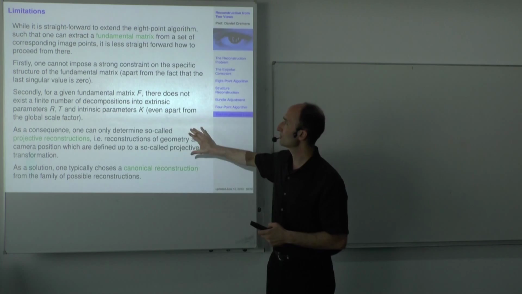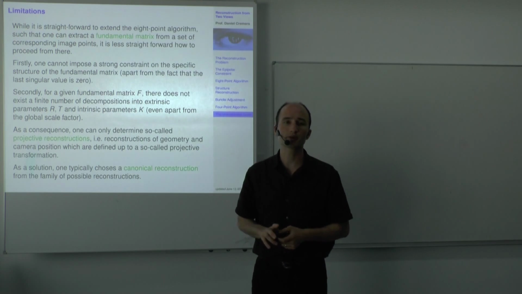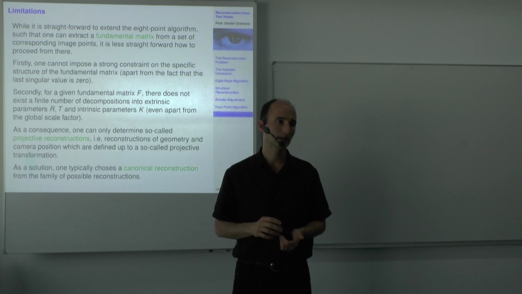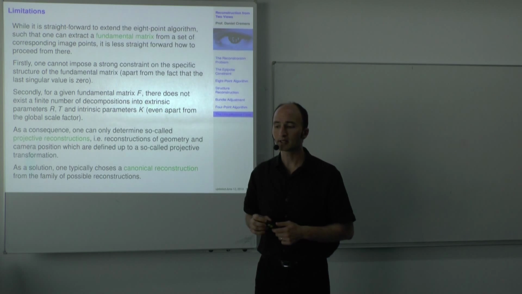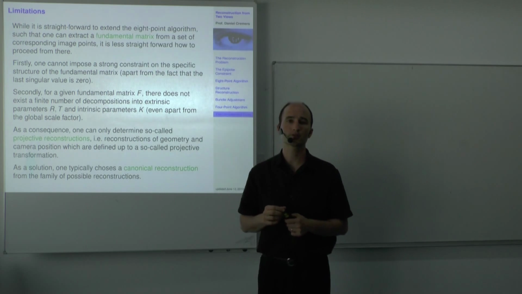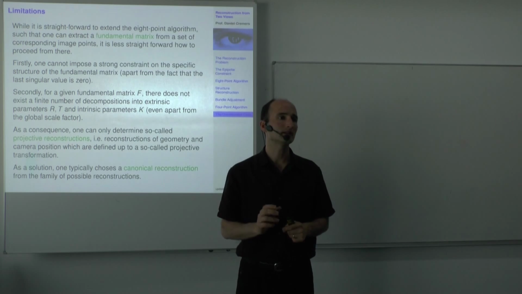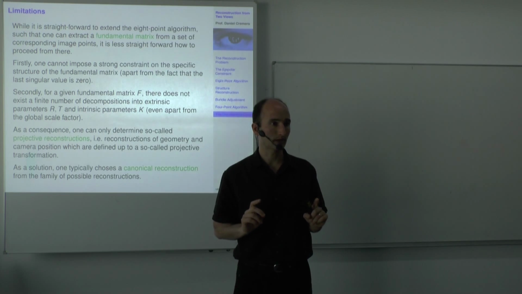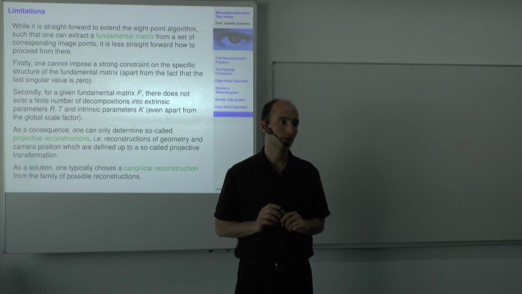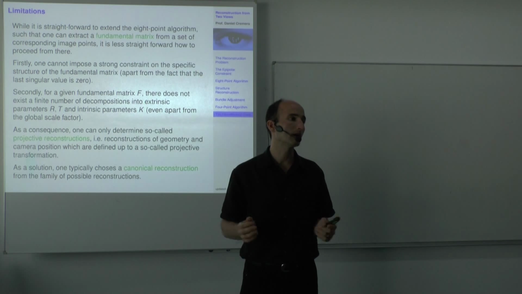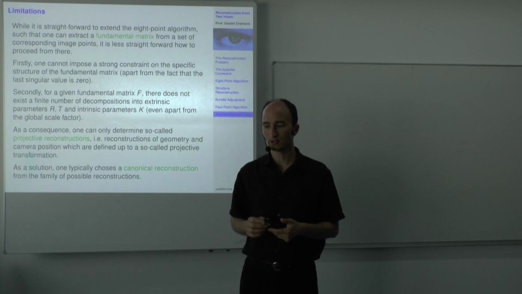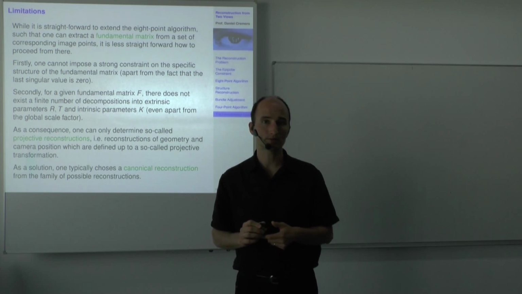And so in this way you can do uncalibrated reconstruction, but it's much more challenging. And the consequence is that nowadays when people do reconstruction, they typically put quite an effort into getting the camera parameters, the intrinsic parameters. Because then you can normalize things and then you can do calibrated reconstructions.